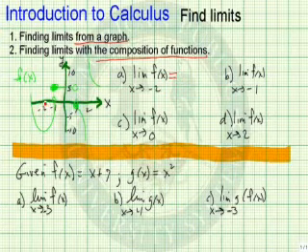We go over to x is -2. We go down to the graph, and it looks like the y value is -10. So the limit of f of x as x approaches -2 is -10. How about the limit of f of x as x approaches -1?